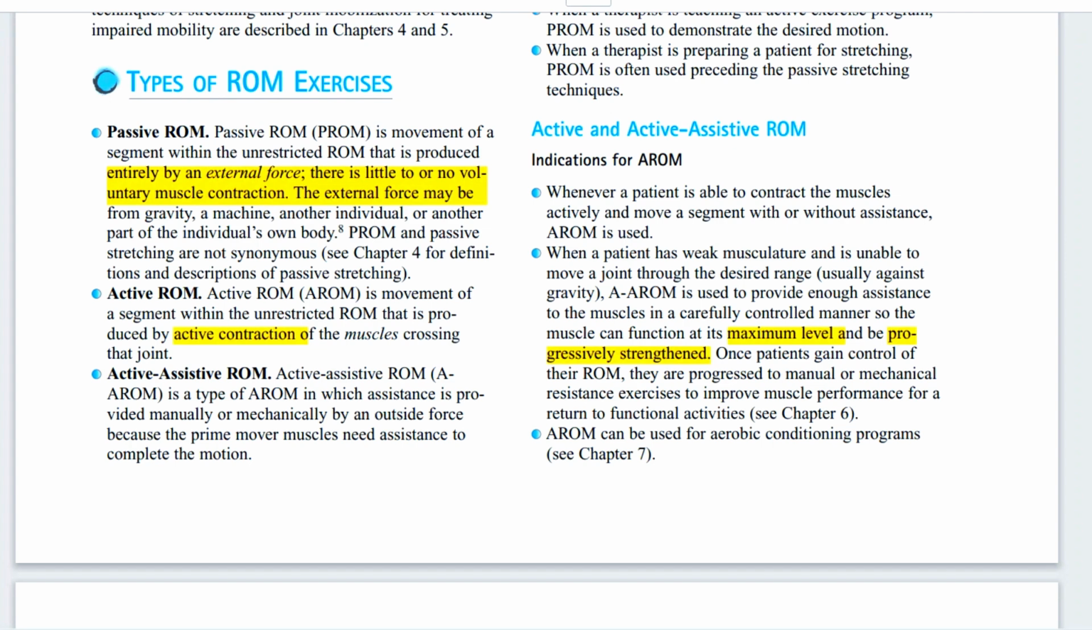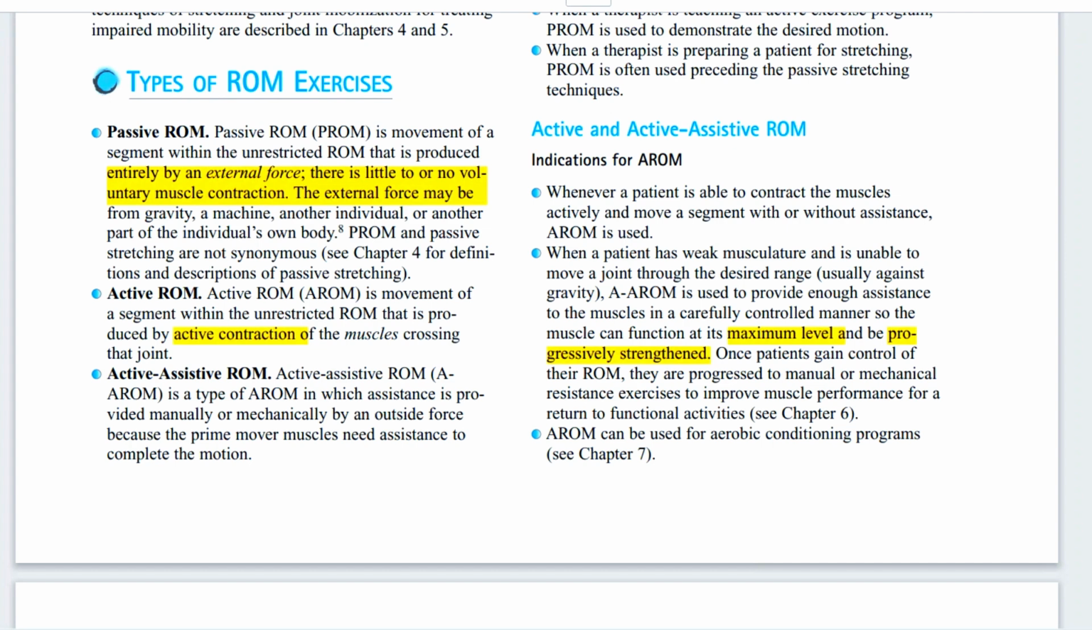So that means the patient needs some kind of assistance to complete the active range of motion or active assistive range of motion. You can assist a patient for further movement, because there is a certain kind of weakness in the muscles. Active or active assistive range of motion is used for weak muscles that are unable to move a joint fully against gravity. So you can assist them to function at maximum capacity. Active assisted is used for that.